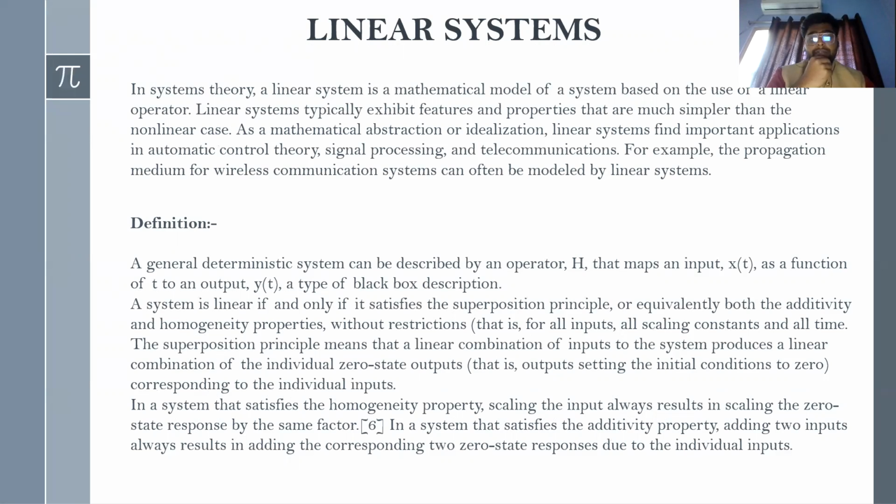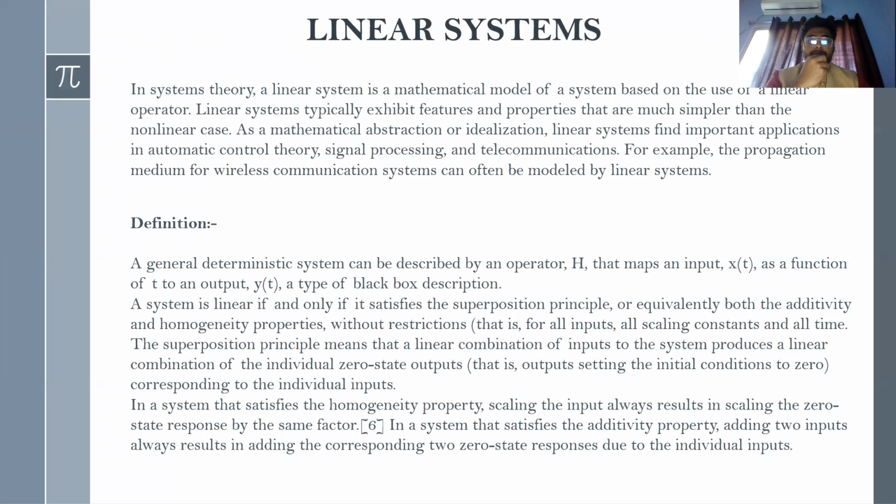Definition of linear systems: a general deterministic system can be described by an operator H that maps an input x(t), a function of t, to an output y(t), a type of black box description. A system is linear if and only if it satisfies the superposition principle, or equivalently both the additivity and homogeneity properties, without restrictions, that is, for all inputs, all scaling constants, and all time.